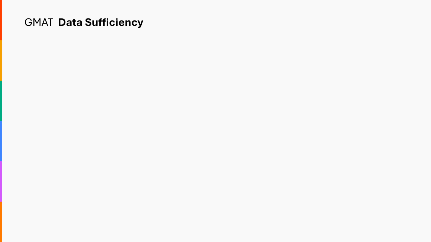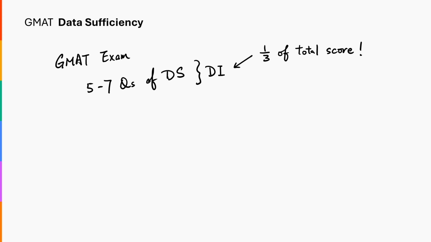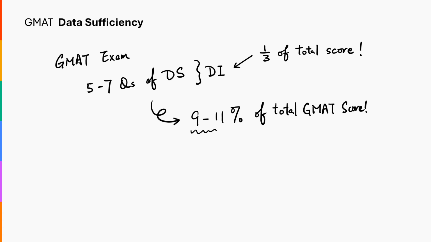There is a very special kind of GMAT question called data sufficiency. In the whole GMAT exam, you might see 5 to 7 of such questions. They're located in the Data Insights section, which itself consists of 1/3 of the total score. In turn, the data sufficiency questions can have a big impact to your final score.